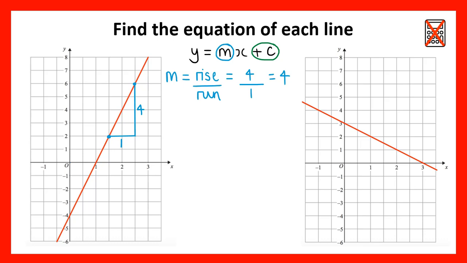And my y-intercept is the point where the line crosses the y-axis. I can see that it intersects at this point here, which is negative 4. Therefore, the equation of this line would be y equals 4x, take away 4.